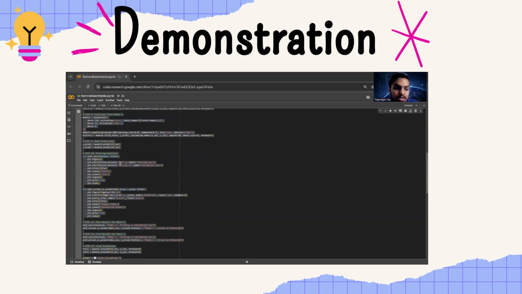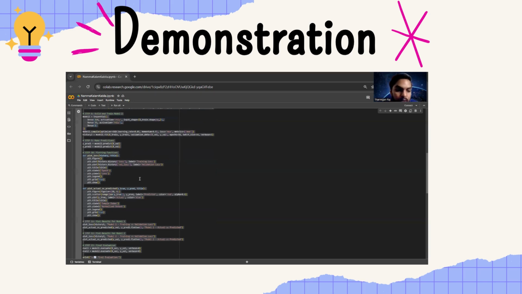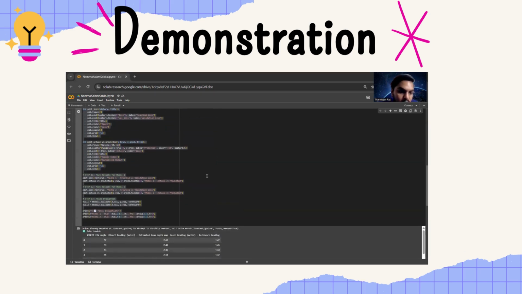And then step 10 will be the plotting functions. There are two helper functions: one is plot loss, and another one is plot actual versus predicted. Steps 11 and 12 will be plotting the results. It visualizes loss curves and predicted versus actual outputs for each model to help evaluate performance.